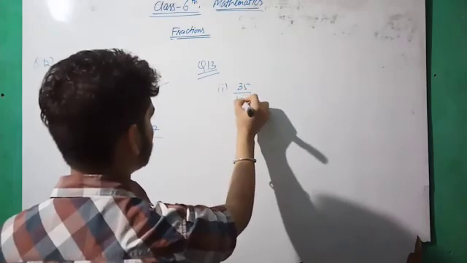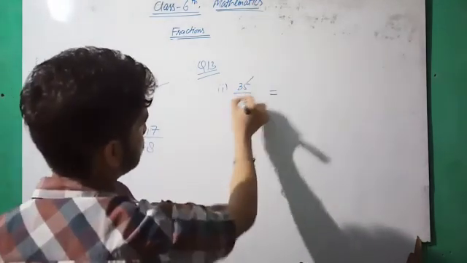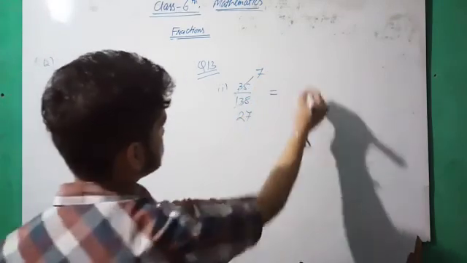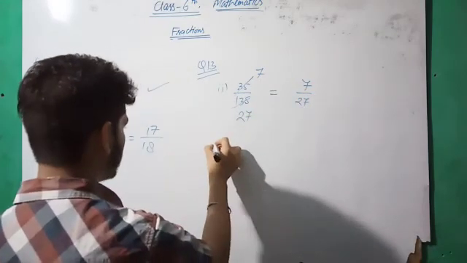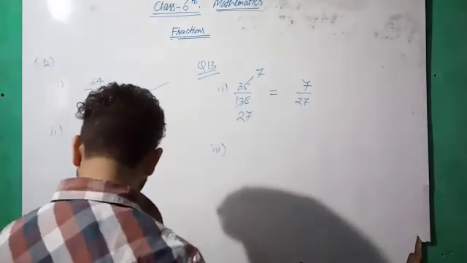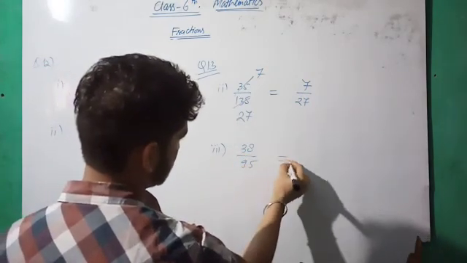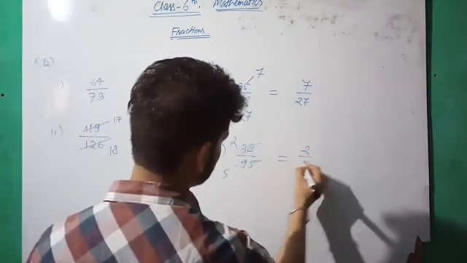35 upon 140. First of all, divide both the numbers by 5. 5 sevens are 35 and 5 twenty-eights are 140. So this is the simplest form. Further we cannot convert it into the lowest form. Okay. 38 upon 95. Both the numbers are divisible by 19. 19 twos and 19 fives. So 2 by 5 is the simplest form.